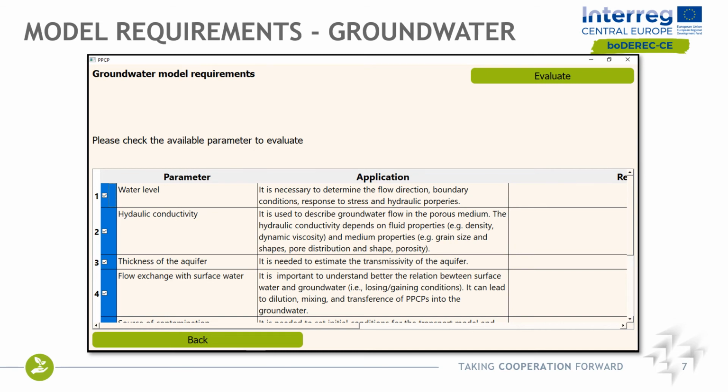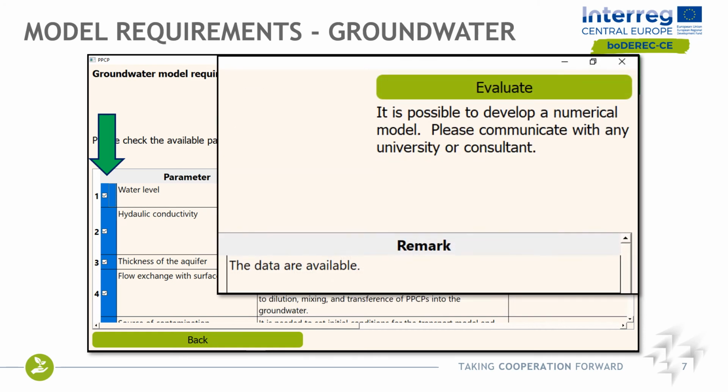If user already has any particular data, he should click the checkboxes for that data. In this case, we are assuming we already have the data of all the parameters. Therefore, we are clicking all the checkboxes and then we are clicking the evaluate button. In this case, the old remarks will disappear as the data are available, and the program will evaluate the possibility of developing a numerical or transport model.